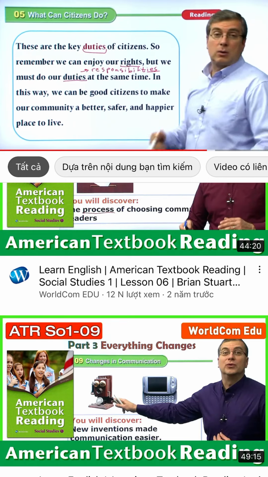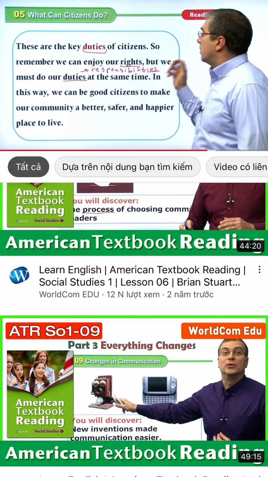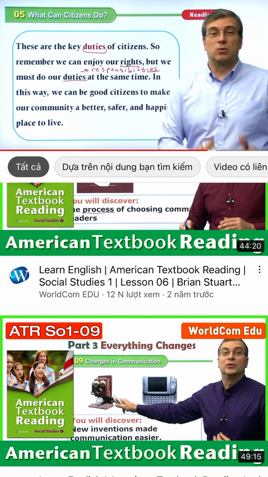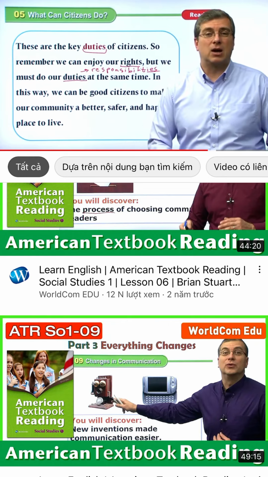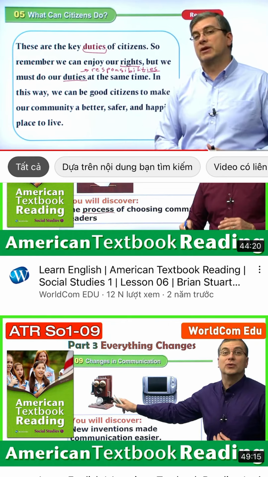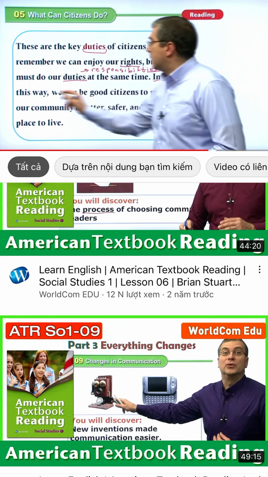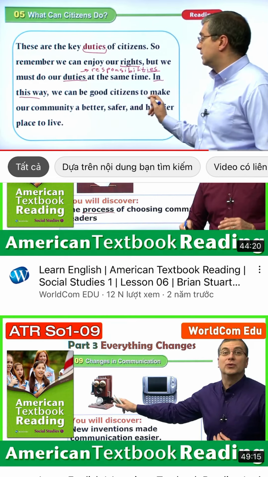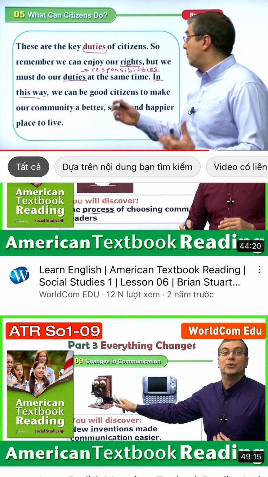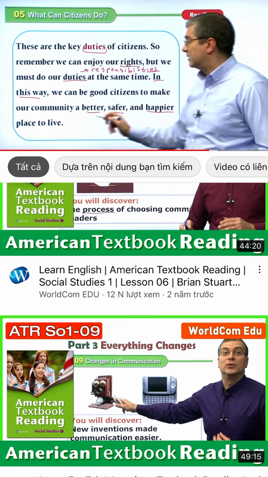We can enjoy our rights. We enjoy our rights. We have those. We can do those things, but we must do our duties as well. We also have responsibilities, things or people we have to take care of, and also to take the blame if something goes wrong. In this way, by having rights and responsibilities, we can be good citizens to make our community a better, safer, and happier place to live.